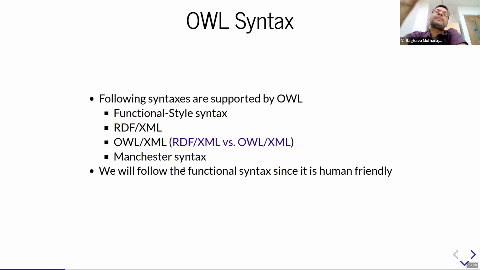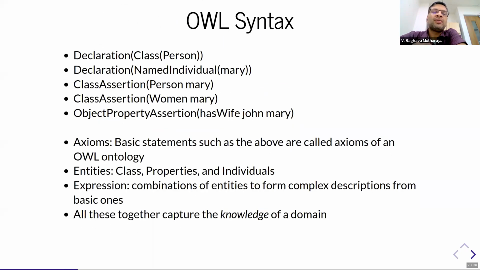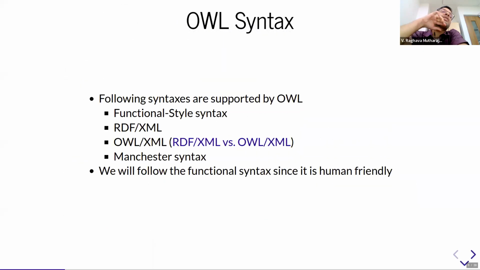In the subsequent slides, we'll be looking at one of these syntaxes, because we can either follow the description logic syntax or the OWL syntax. Since we are looking at OWL, we'll be following the OWL syntax, but I think there are also examples using description logics. Or maybe let's check. We follow functional style syntax because it's the most human friendly. Right?